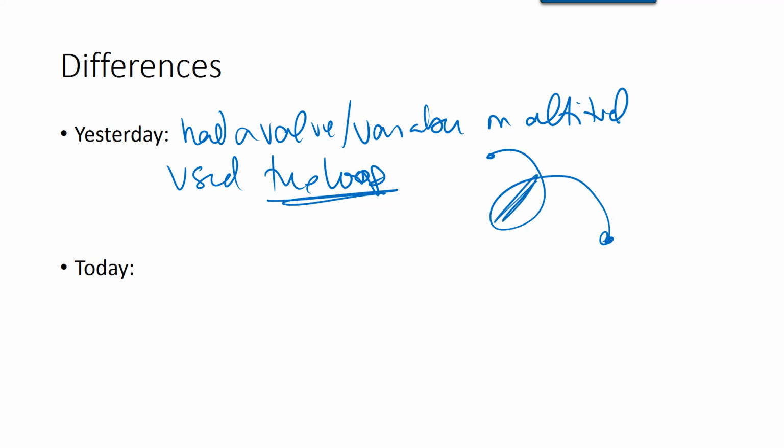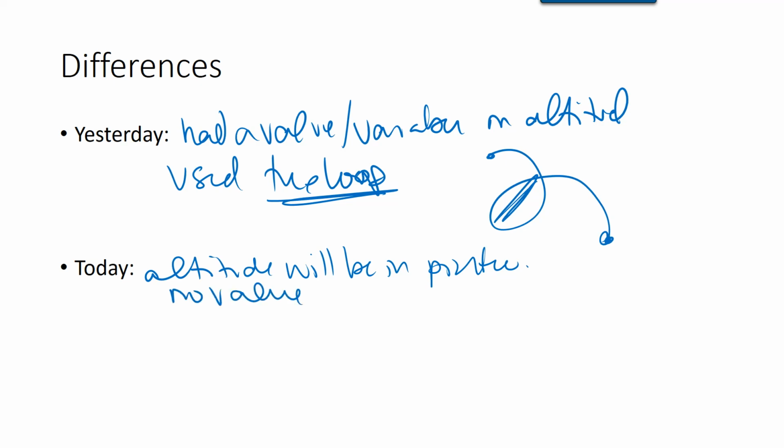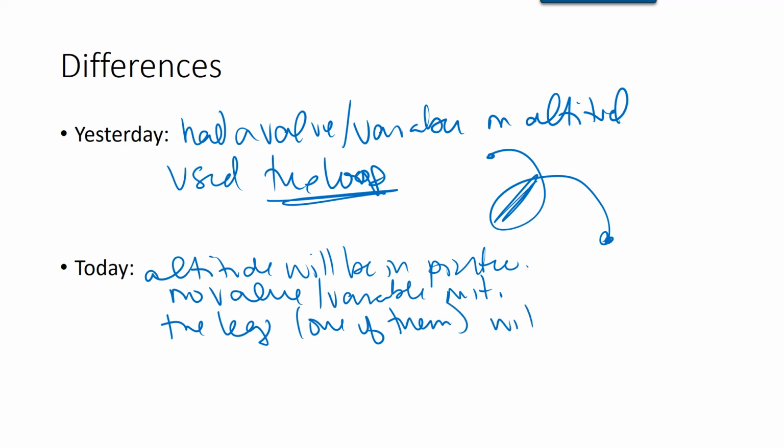Today, the altitude will be there. It's going to be in the picture. It's important to the problem. It's important because it's going to tell us where to start, really. It'll be in the picture, but there's going to be no value or variable on it. One of the legs will have a value or a variable. And that's going to change how we solve it. Now, we can't use a loop for that.